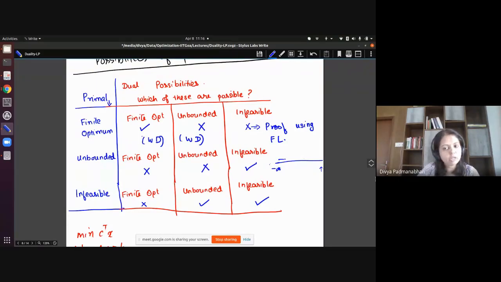So I would urge you to try to prove this. When the primal has a finite optimum, the dual being infeasible cannot happen. I would strongly urge you to try this on your own.